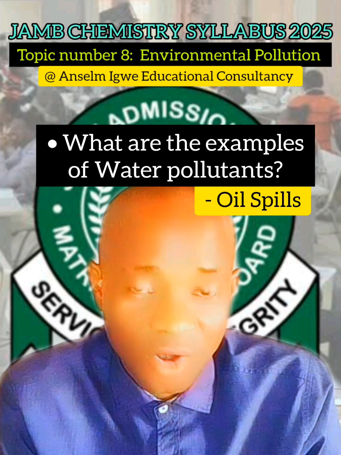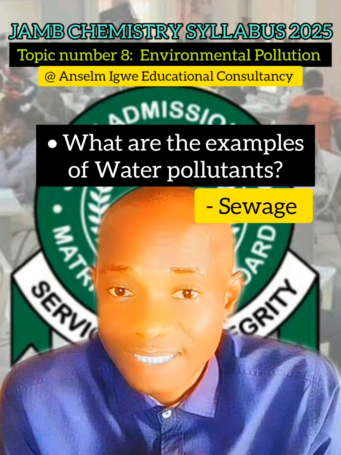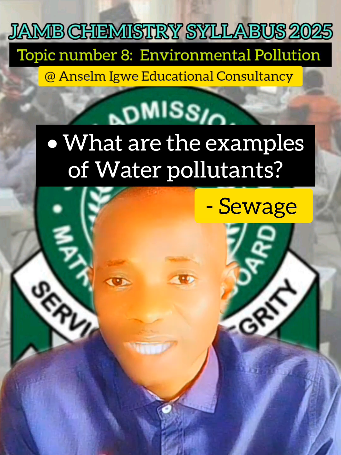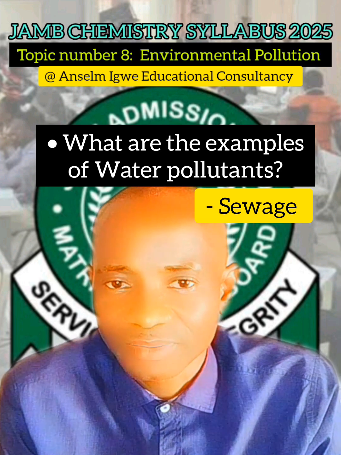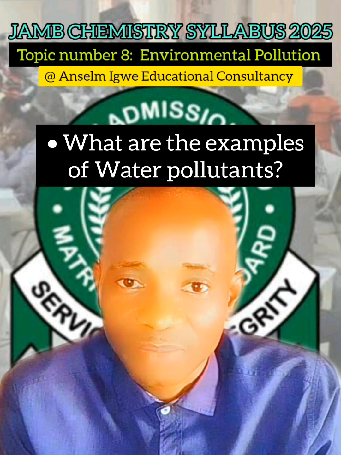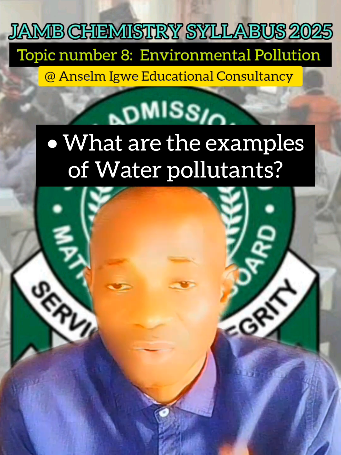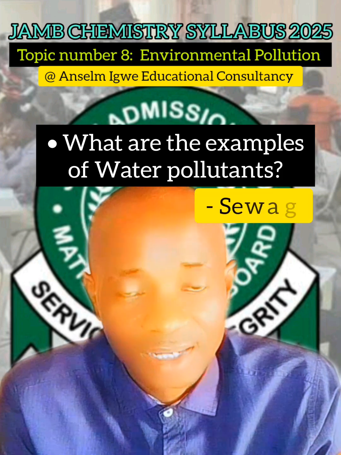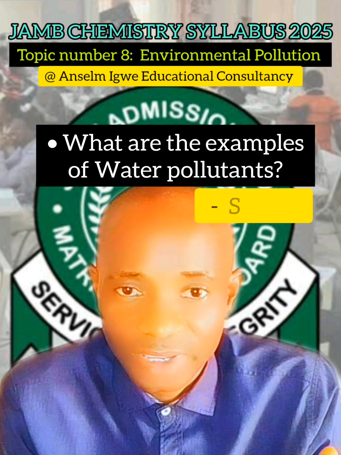Water pollutants are those materials that endanger aquatic lives. They are oil spills. And then we have sewage. Sewage means liquid waste. Sewage may come from our toilets and bathroom. When you flush the toilet, the sewage can leak into the water bodies and pollute water. So we have 2 main types of water pollutants: the sewage and the oil spills.